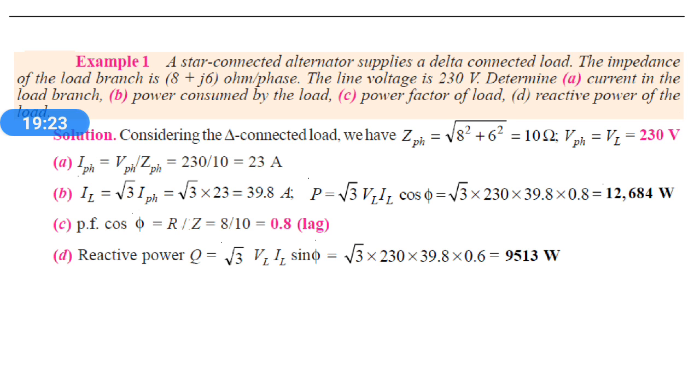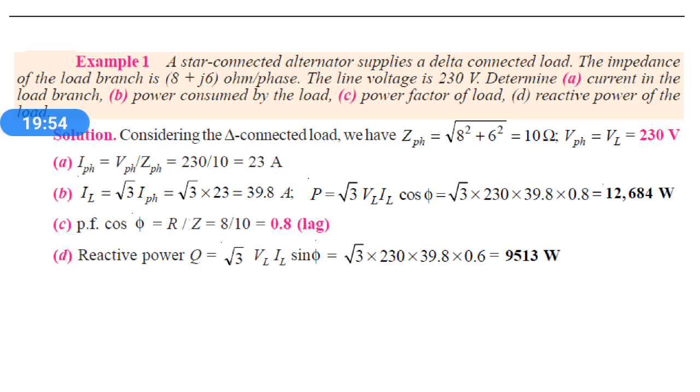Now consider delta connected loads. Before that we have to remember some points on delta connection. In the delta connection, VL or line voltage equal to phase voltage, VL equal to V phase, and the current IL equal to root 3 times I phase. The power is the same as the star connection, power equal to root 3 VL IL cos phi.